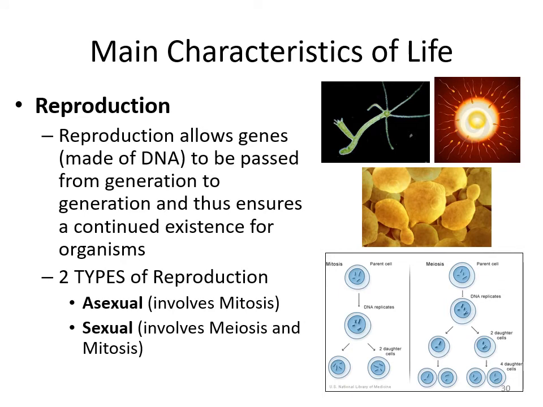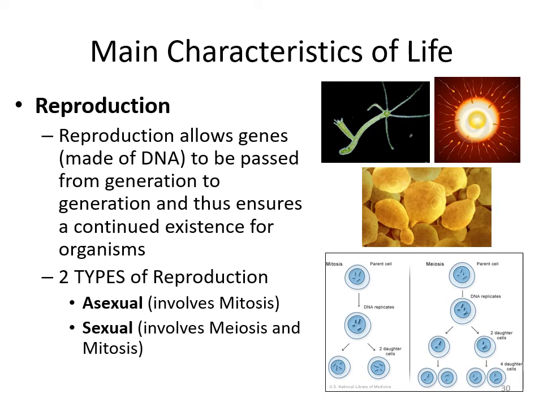Another characteristic of living things is that they should be able to pass on their life. They should be capable of reproduction. Otherwise, the species would end right then and there, and it would no longer be considered living. So reproduction, we're going to go through in more detail in later chapters, but for now you can think of it as being able to pass on genes to the next generation. Genes being your DNA.